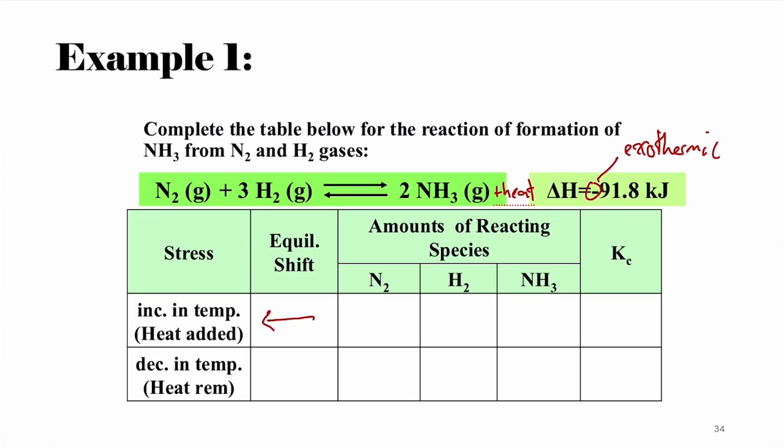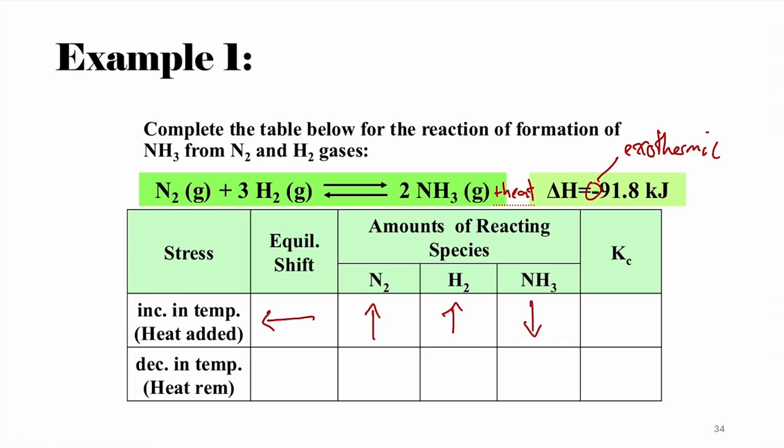We increase this, the reaction is going to shift to counteract that change, right? So we shift to the left. This is going to decrease the temperature of the system. If we look at the amount of the reacting species, N2, H2, and NH3, what happens to those? What happens to nitrogen? It goes up. It increases. What about hydrogen? It also goes up. And what about ammonia? It decreases.